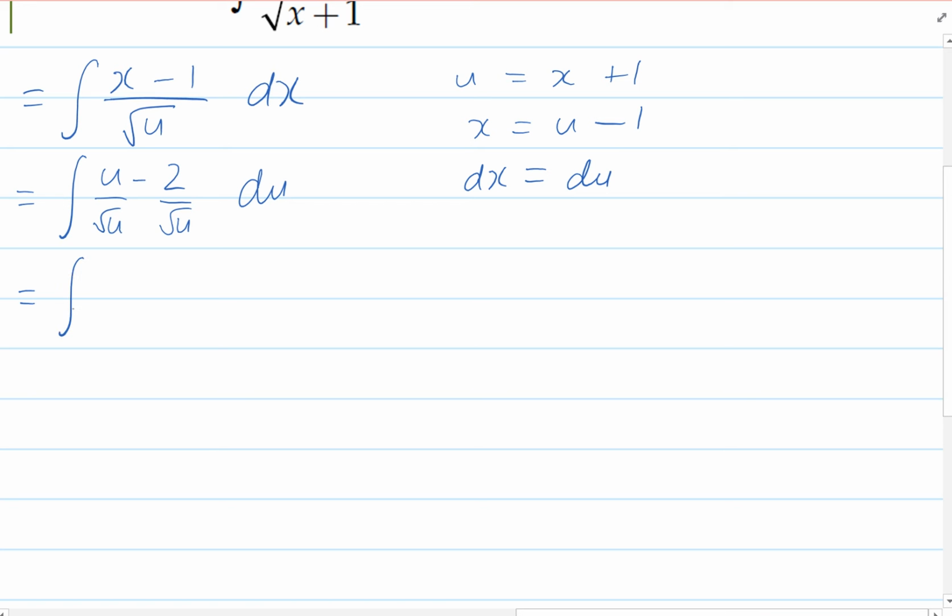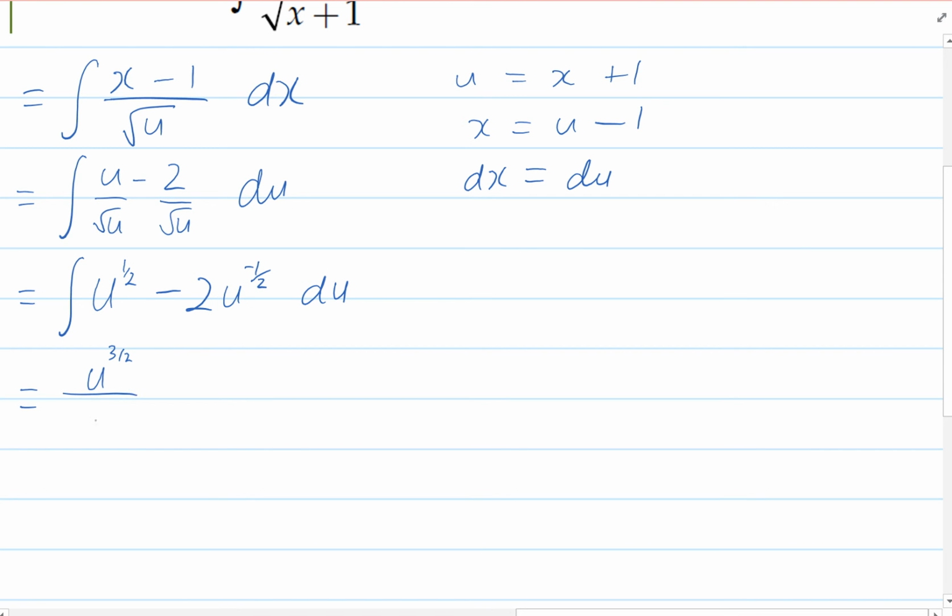Okay, so simplifying this a bit further, I can write the first term as u to the power of a half, so that's just cancelling out my powers, and the second term is negative 2 u to the negative a half, so writing it in index form. Alright, so for the first term we're adding 1 to the power, so we're going to have u to the 3 over 2, and dividing by that new power.